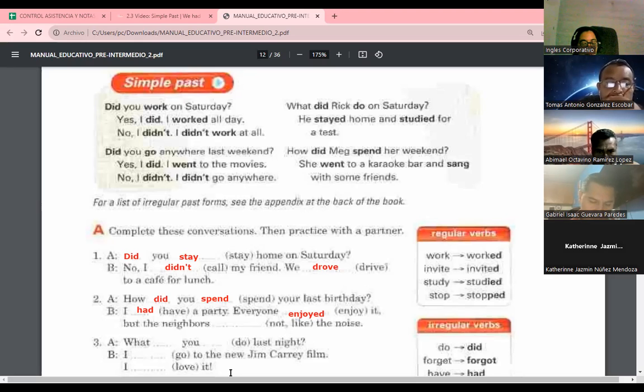Dice not like. Not like. ¿Cómo lo usamos? ¿Cómo lo ponemos? Neighborhood. ¿Cómo ponemos el not like? Didn't like. What did you do? What did you do last night?